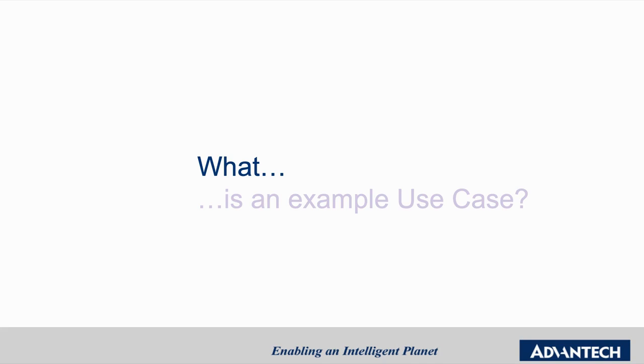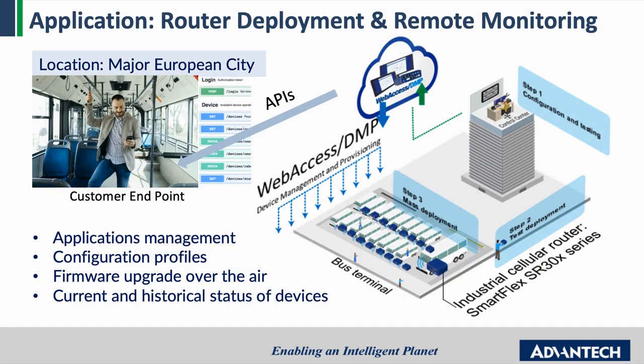So what's an example use case? Why would we use this product package? So in this example, on the right hand side in this diagram, we can see that WebAccess DMP, which is the server hosted software that communicates with edge devices, runs. In that software, we configure applications and configuration profiles for a group of cellular routers.